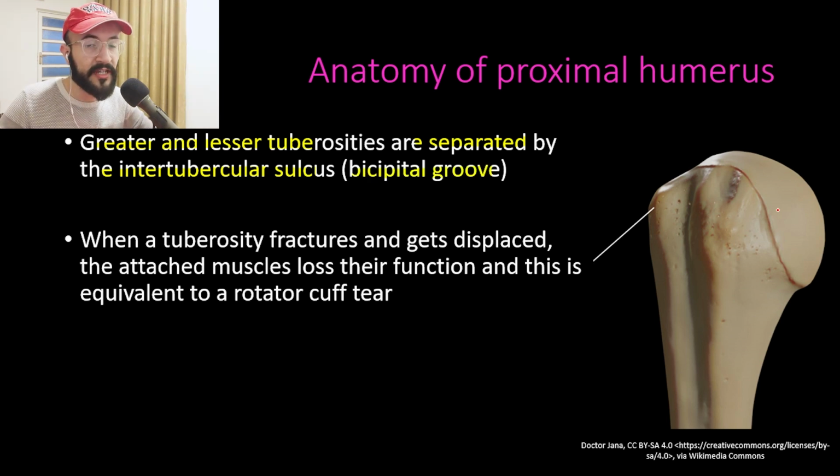Now the greater and lesser tuberosities are separated by the intertubercular sulcus, which is also called the bicipital groove. Here we have the lesser tuberosity, and here is the greater tuberosity, and between them is the intertubercular sulcus, which is also called the bicipital groove because the tendon of the long head of the biceps muscle passes through this groove. In proximal humerus fractures, when a tuberosity fractures and gets displaced, the attached muscles lose their function, and this is equivalent to a rotator cuff tear.